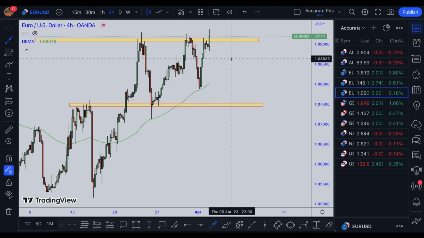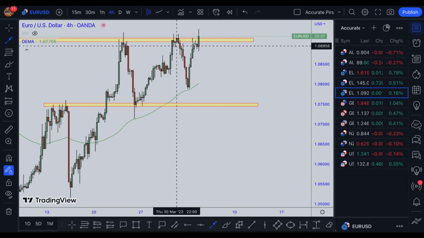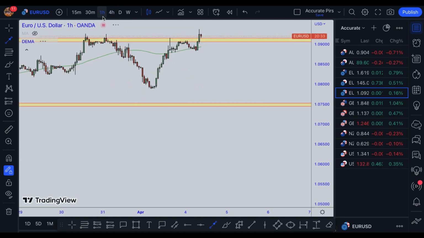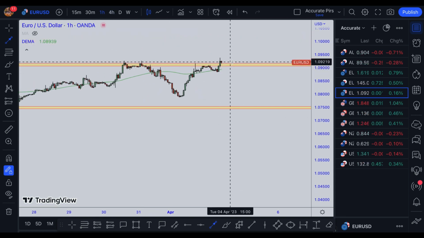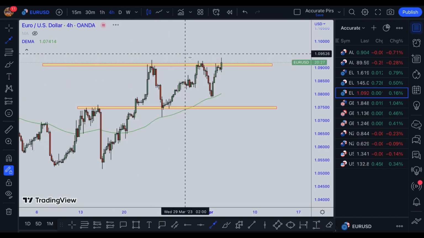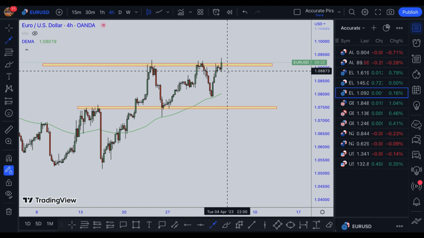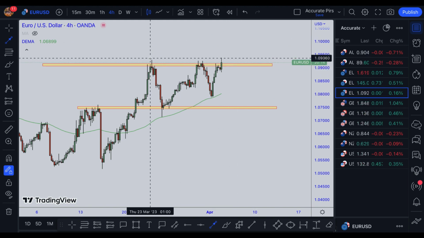EUR USD, wow. You can see at the moment this candlestick is going to close in 20 minutes. We do have a breakout on EUR USD. We're probably going to trade the retest of the breakout. But what can also happen here is we have a false breakout and this candlestick doesn't quite close comfortably above this resistance level. So with EUR USD, it's a waiting game. We're just going to see how this candlestick closes.